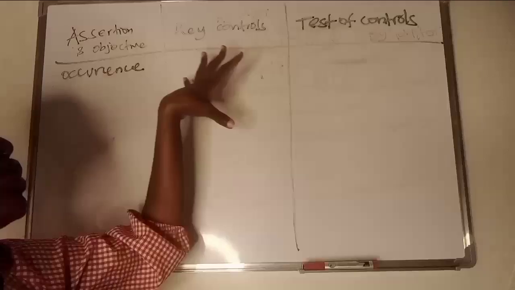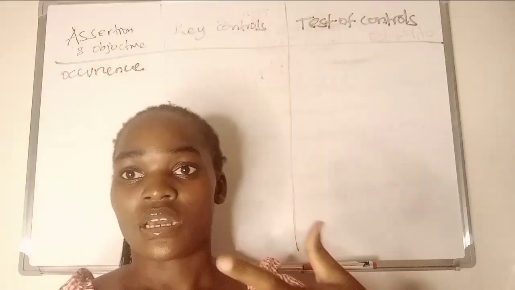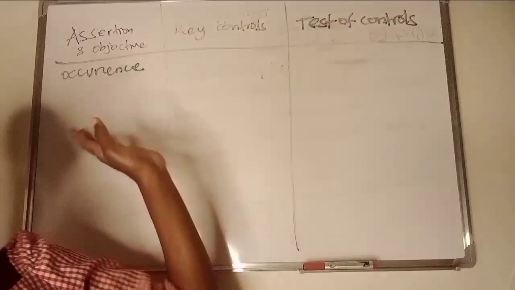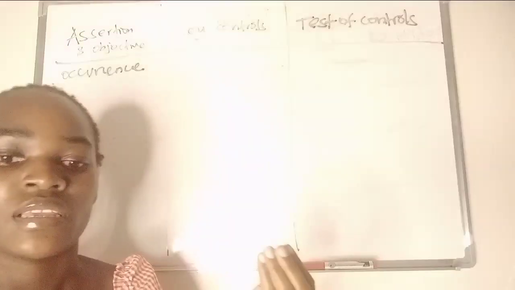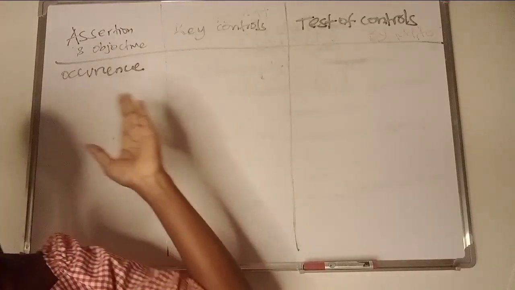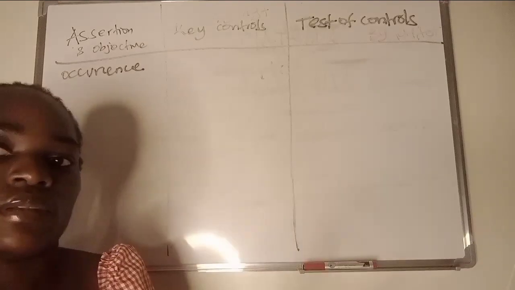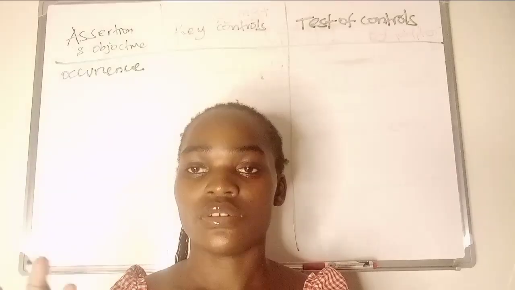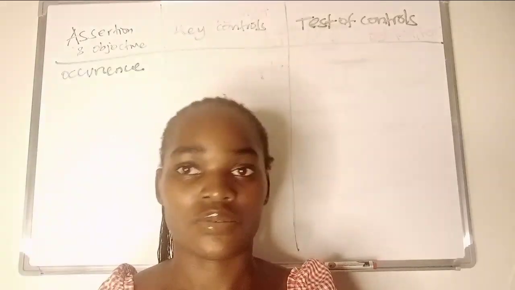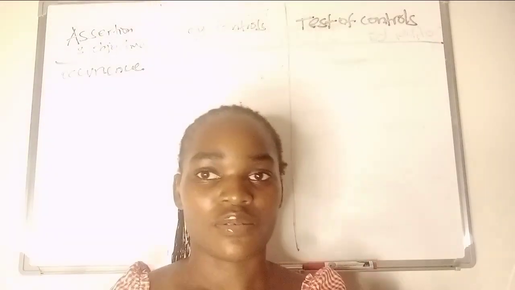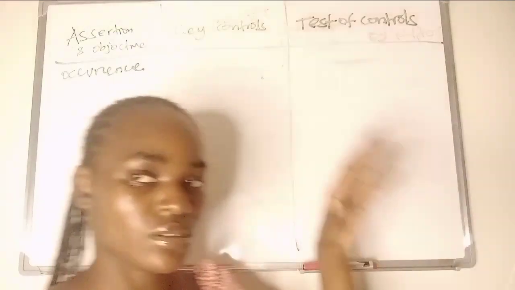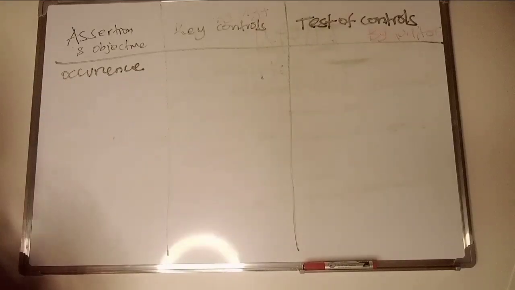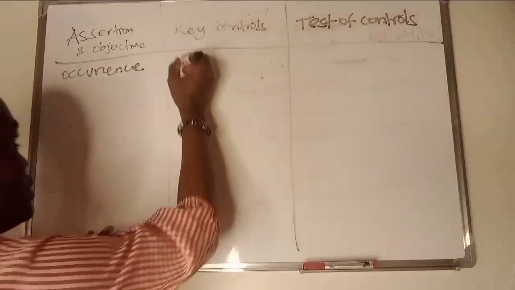So it's what we are going to deal with. The key controls will be showing how management can make sure of this. Like how do they make sure that they achieve this assertion of occurrence? How do they make sure that only those that occurred were recorded? Yeah, only those that exist were recorded. So those are the key controls that we are going to be looking at. So the first thing can be segregation of duties.